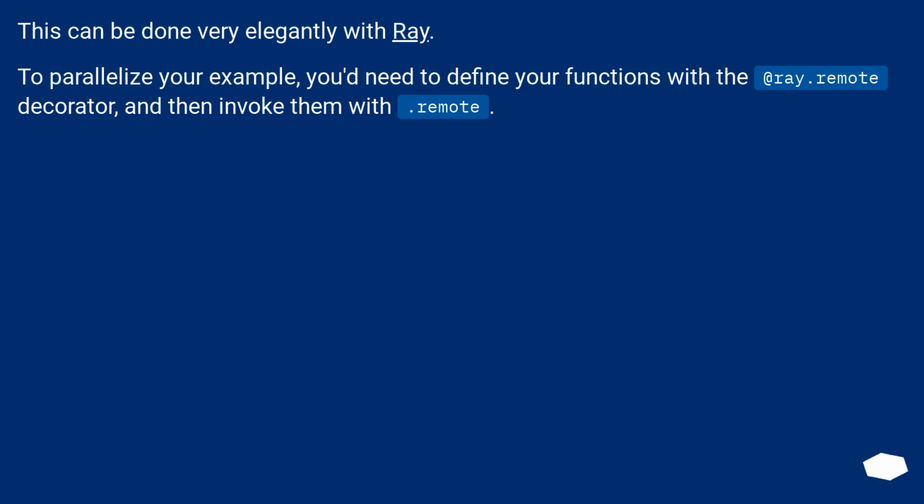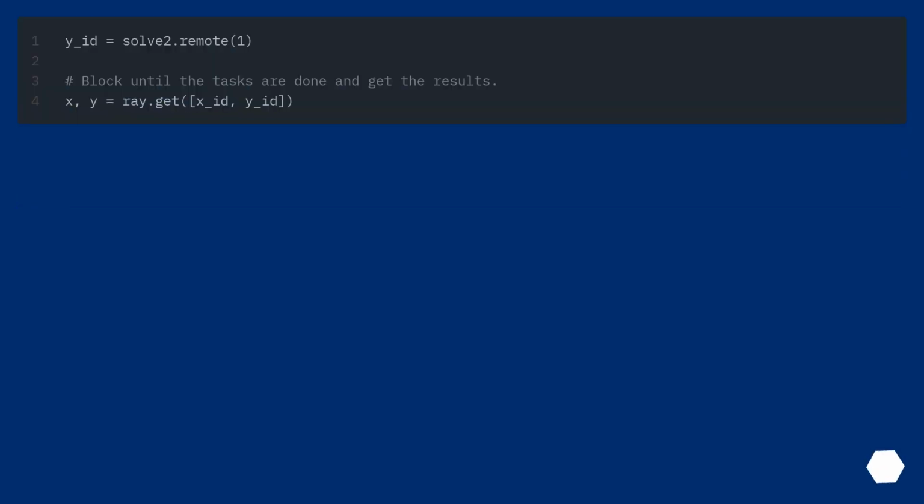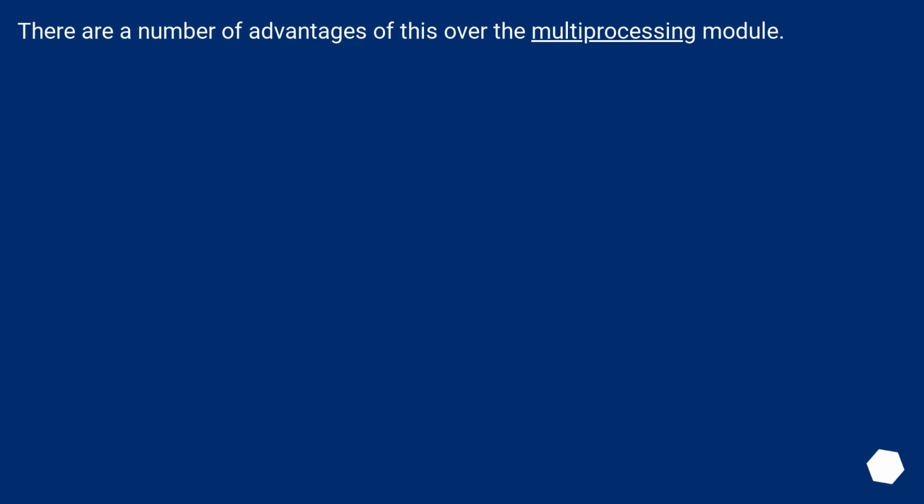This can be done very elegantly with Ray. To parallelize your example, you'd need to define your functions with the @ray.remote decorator, and then invoke them with .remote. There are a number of advantages of this over the multiprocessing module.